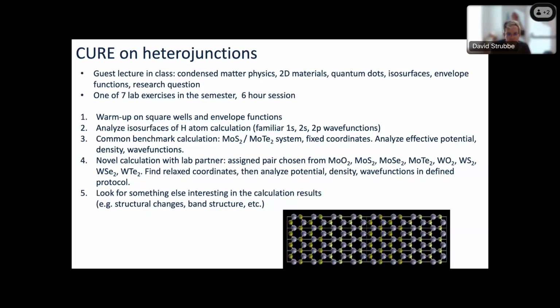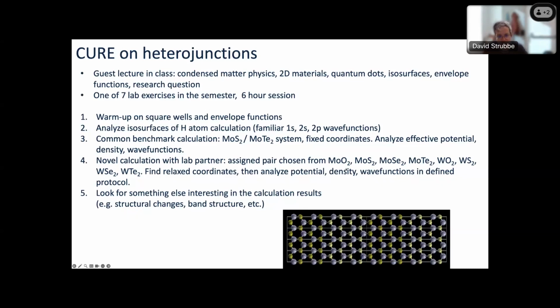Then we went ahead to all look at the same 2D material heterojunction, molybdenum disulfide and, sorry, I think that's a typo, molybdenum diselenide and molybdenum ditelluride. They did not relax the structure to make it quicker, and took a look at the potential density and the wave functions. So this was to help make sure they could compare with others, and we could be sure whether there were any problems that we could resolve them.